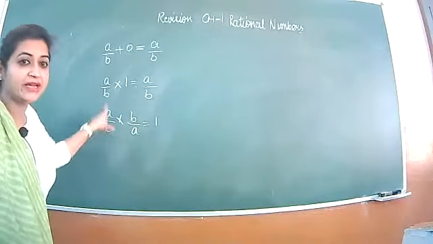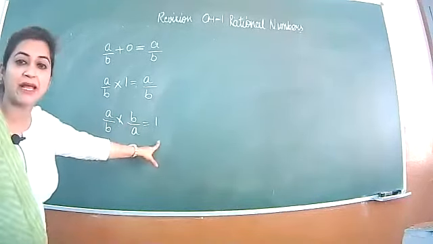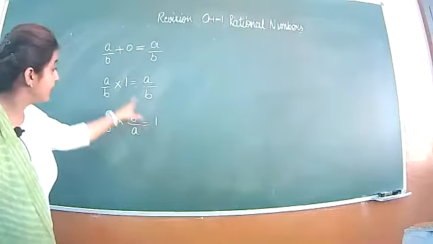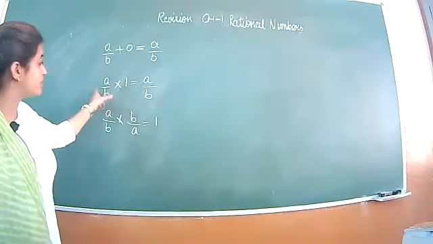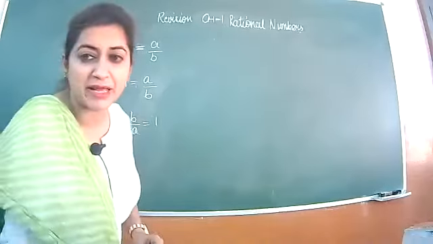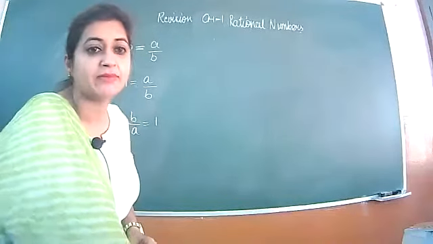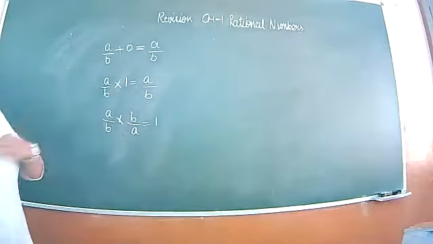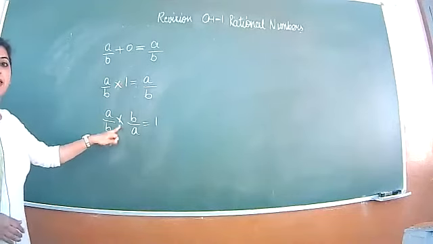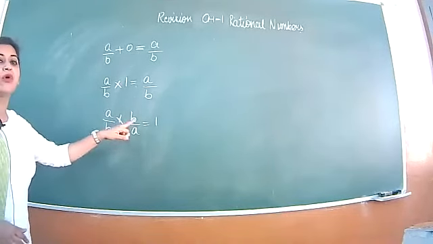A by b है, ये इसका inverse है, दोनों को multiply करके क्या आता है 1. ये property of 1 है कि जब आप किसी भी number को 1 से multiply करते हो, you are getting the same number as answer. So this is the quality of 1 and this is the multiplicative inverse property.